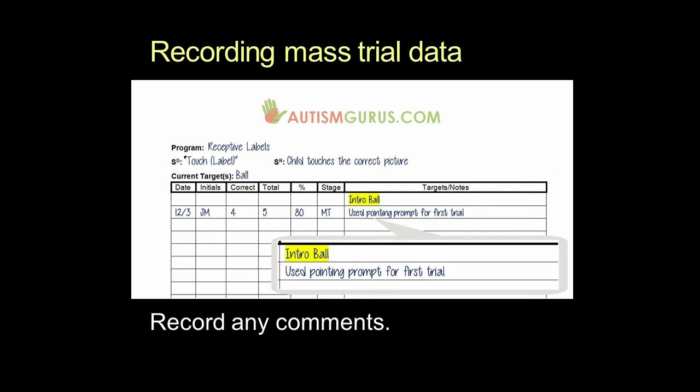Finally, record any comments. This is a place where most people slack. It's really important to use this space. Things to note here are what the prompt was, what item was missed, what type of reward worked, how quick was the response, was there any extra behavior present, and did the child verbalize?